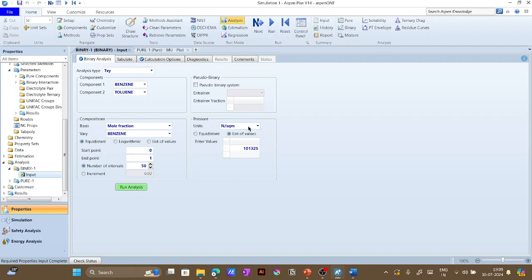Now you can specify the pressure value, let's say atmosphere, and I want to compute the property at, let's say, 10 atmosphere, right? You enter the value and do a run analysis. So it will give you the TXY diagram for both benzene and toluene at 10 atmosphere.